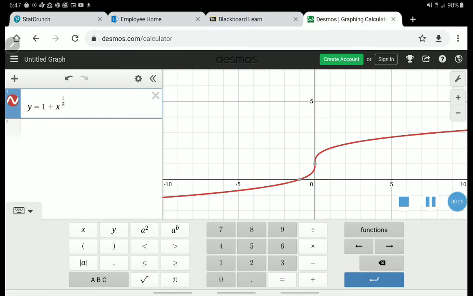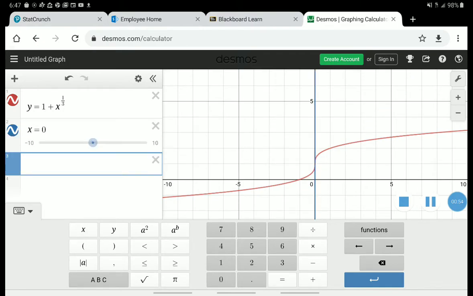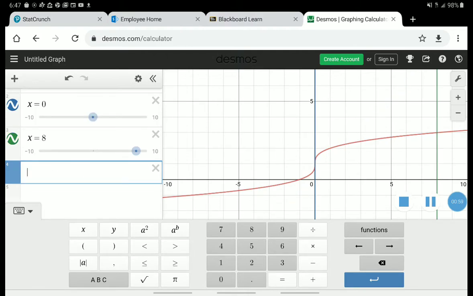So if we were to look at this graph, and I'm using Desmos to graph this, we have 1 plus the cube root of x. Cube root of x can be rewritten as x to the 1/3. We see that it's the cube root function shifted up 1 unit. So instead of crossing at 0, 0, because we've got that plus 1, it's shifted up to 0, 1. And we want to bound this by the equations x equals 0, which is the y-axis, x equals 8, and then y equals 0, which is the x-axis.